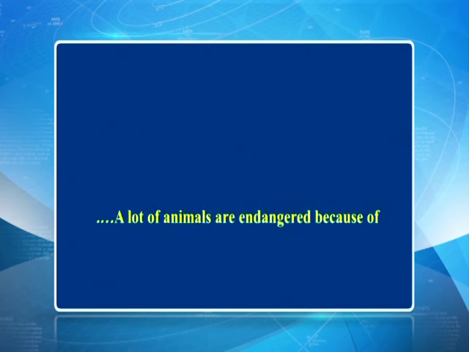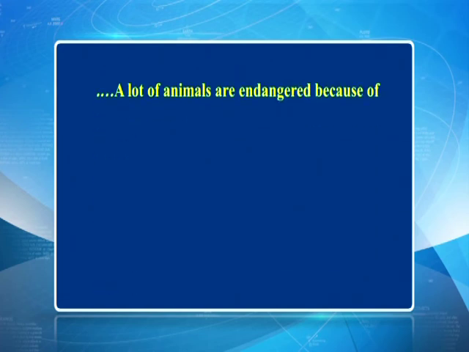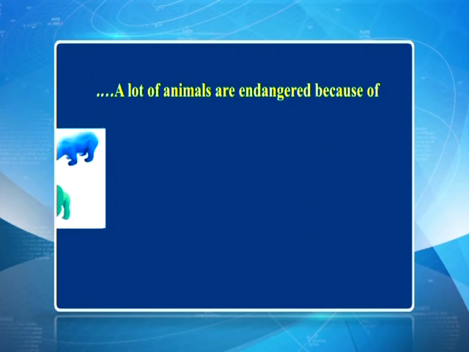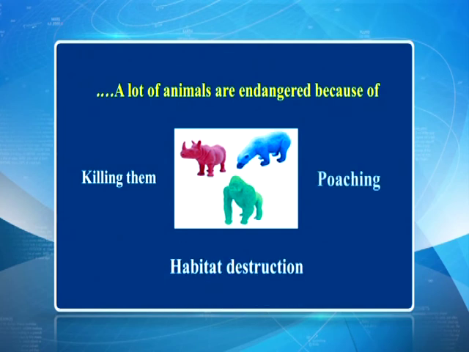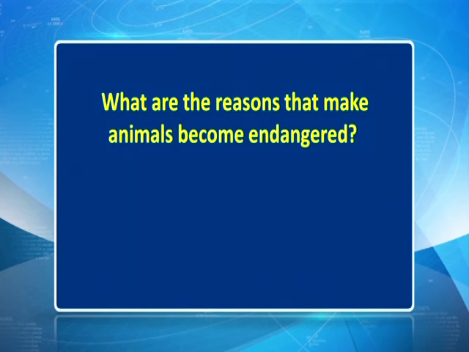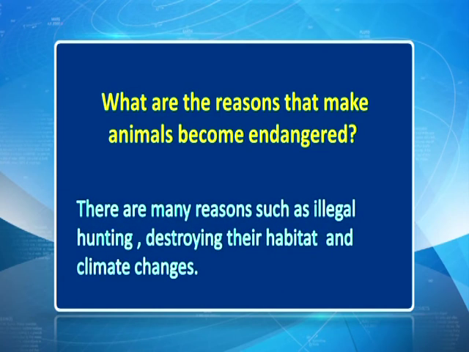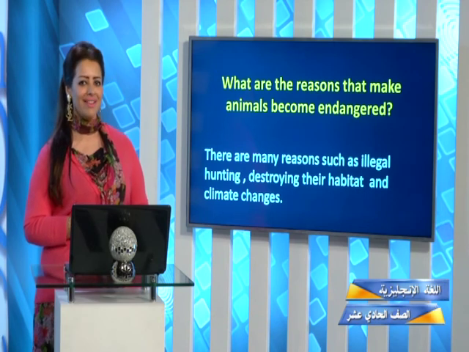Our next question is, a lot of animals are endangered because of what? Why are they endangered? Let's have a look. Killing them, habitat destruction, and poaching. Poaching over here means illegal hunting. If we want to put it in a full sentence, the question here is asking, what are the reasons that make animals become endangered? What's our answer? There are many reasons, such as illegal hunting, destroying their habitat, and climate changes. Over here, illegal habitat, what was the word? Poaching. Okay.